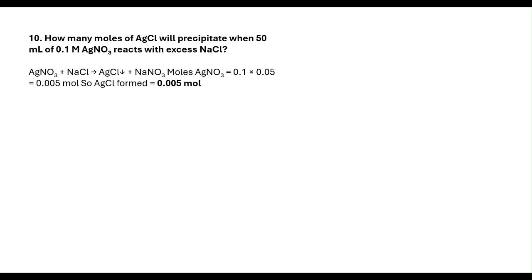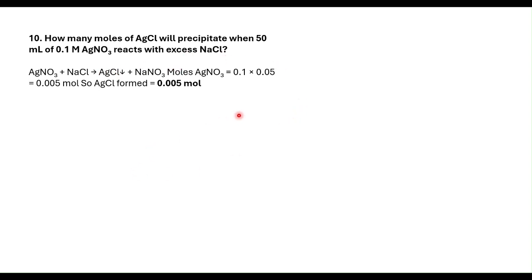So if we look at the equations, we see 1 mole of silver nitrate reacts with 1 mole of sodium chloride to make 1 mole of silver chloride. So here sodium chloride is in excess, so we can consider all of the silver nitrate will be converted into silver chloride. So there is no question. Whichever number of moles is there in silver nitrate, the same number of moles will be of silver chloride.